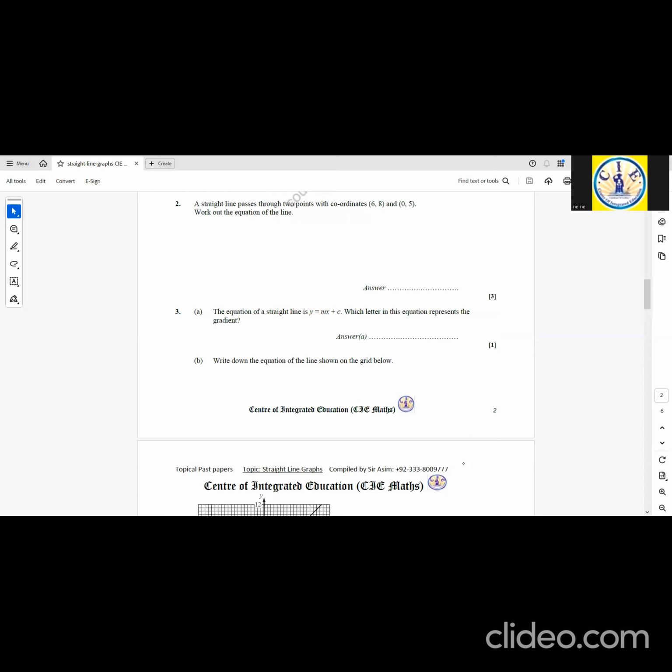Now it's question number 2. A straight line passes through 2 points with coordinates 6, 8 and 0, 5. Work out the equation of the line. We need to find the equation of the line. So for that, we again need to use y is equal to mx plus c. I need to have this m, the gradient. So the gradient can be calculated as y2 minus y1 divided by x2 minus x1.